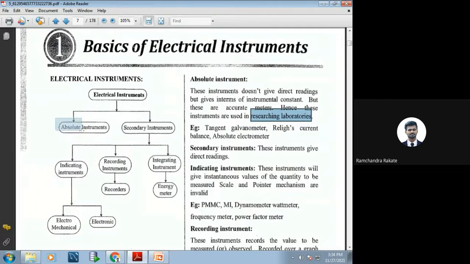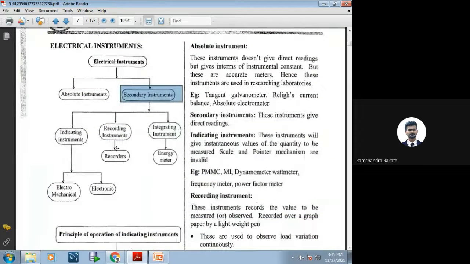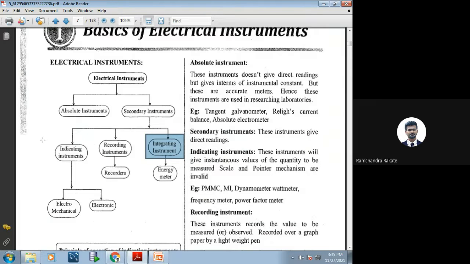Okay, that is the absolute instrument. But we are involved with the secondary instrument. The secondary instrument gives the direct reading. Direct reading in terms of indicating, in terms of recording, in terms of integrating. Okay, in terms of indicating, recording, and integrating instruments, correct? So the secondary instrument, in short, shows a direct reading. That is the main use of this secondary instrument category. If you want to categorize electrical instruments, the first is the absolute one, the second is the secondary instrument.